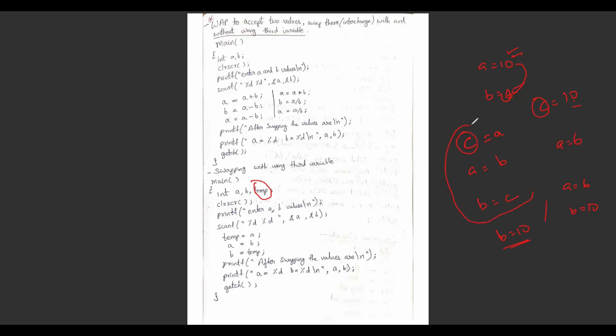C equals A, A equals B, B equals C. Or instead of C, they have written temp. Temp equals A, A equals B, B equals temp. You can see here, temp equals A, A equals B, B equals temp. So you are swapping those values. A value will be swapped to B, and B value will be swapped to A. After swapping, you are going to print A, B values. That's the end of your program.